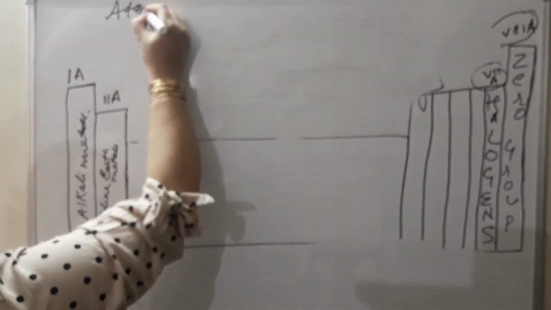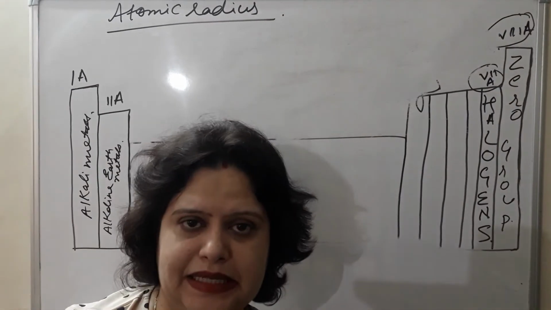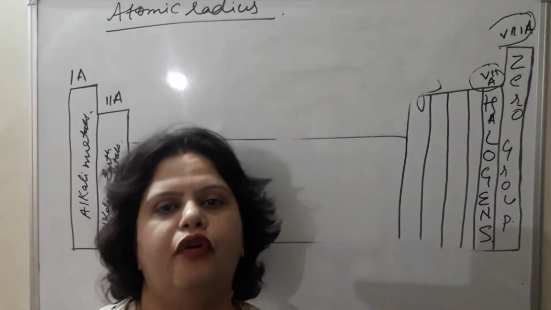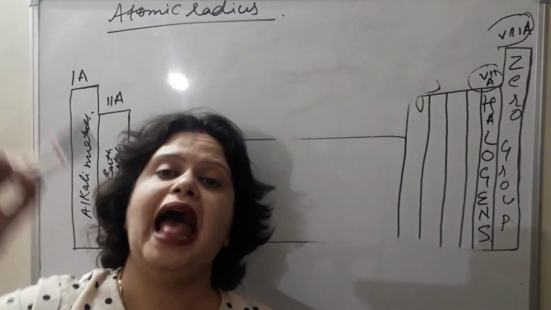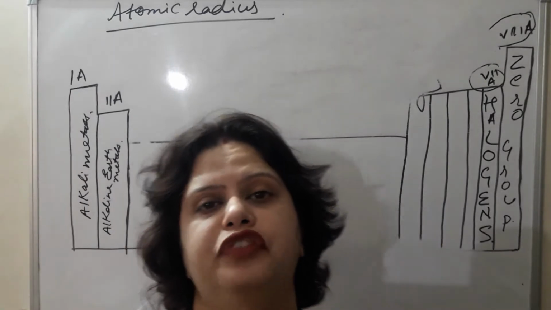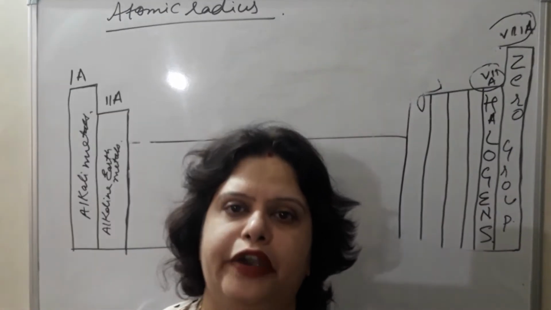The next term that I am going to discuss is atomic radii or atomic radius, which is also known as atomic size or ionic radius. Now listen, what does it mean? It is the distance between the nucleus and the outermost shell of the atom of an element, or the distance between the nucleus and the electron or electrons present in the outermost shell of the atom of an element. That distance is known as atomic size or atomic radius.